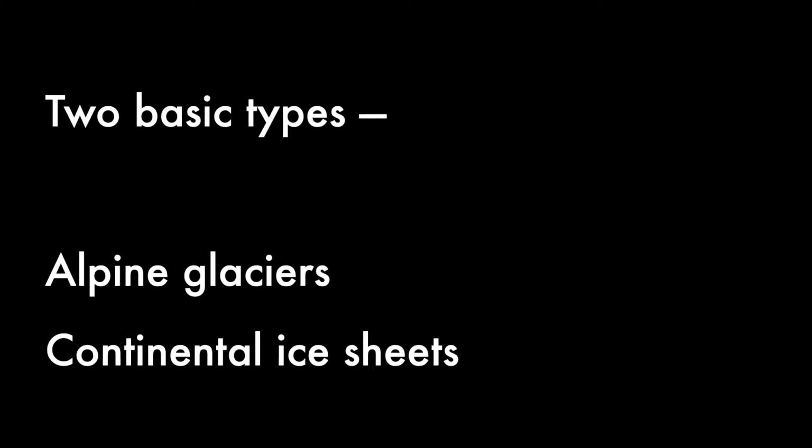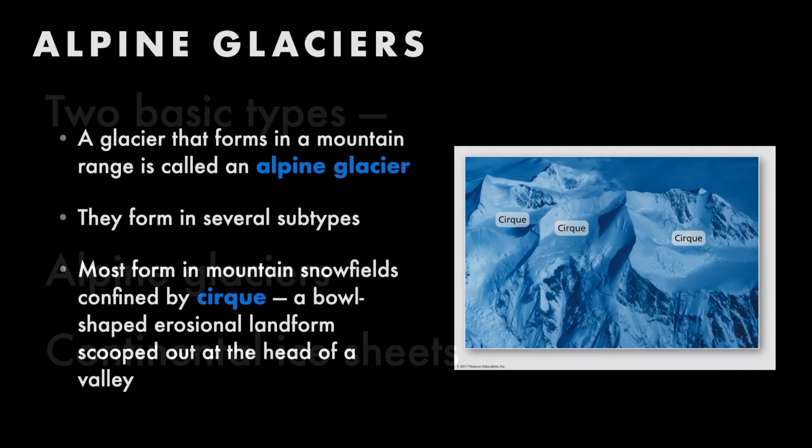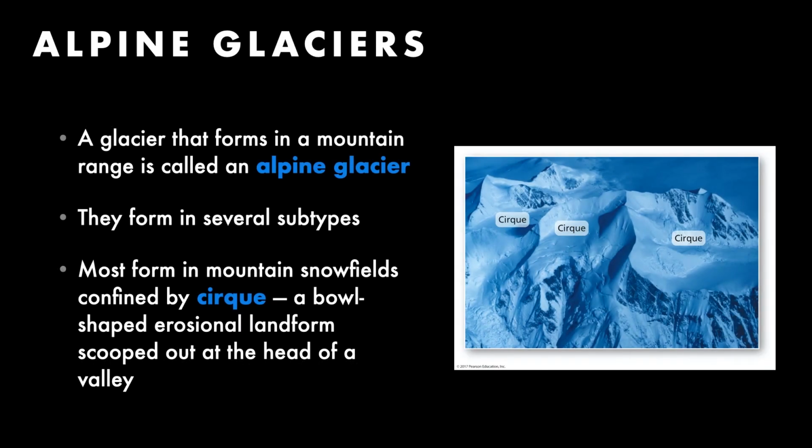We're basically looking at 2 basic types of glaciers. So first we're going to look at alpine glaciers, and then second we're going to look at continental ice sheets. So in looking at alpine glaciers, a glacier that forms in a mountain range is going to be called an alpine glacier. And they're going to form in several different subtypes.